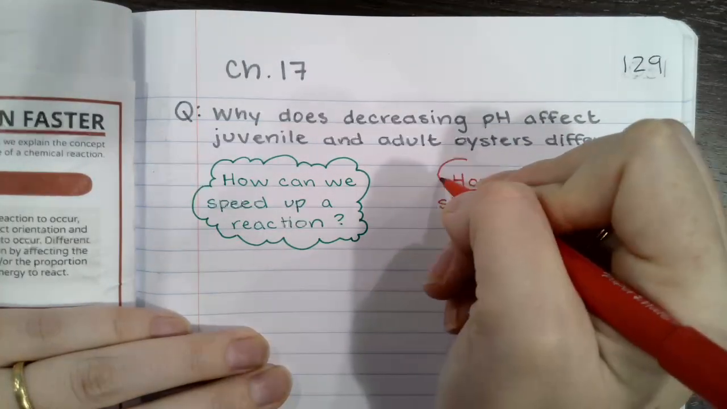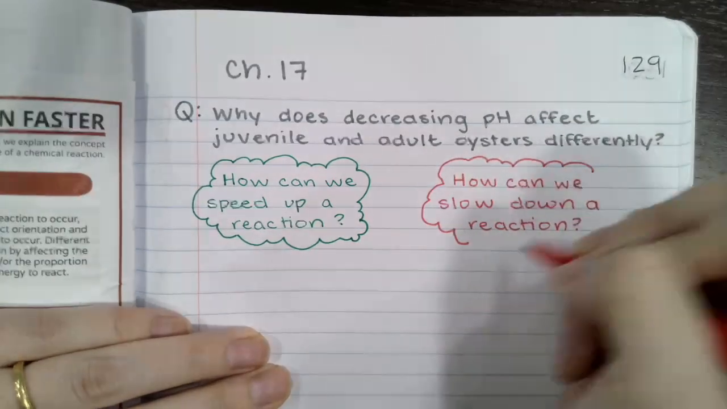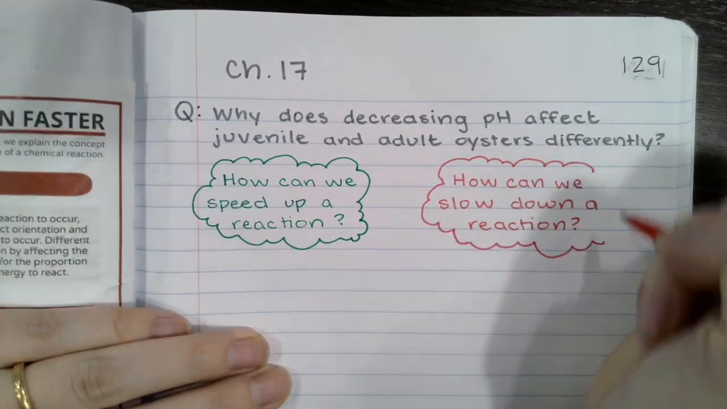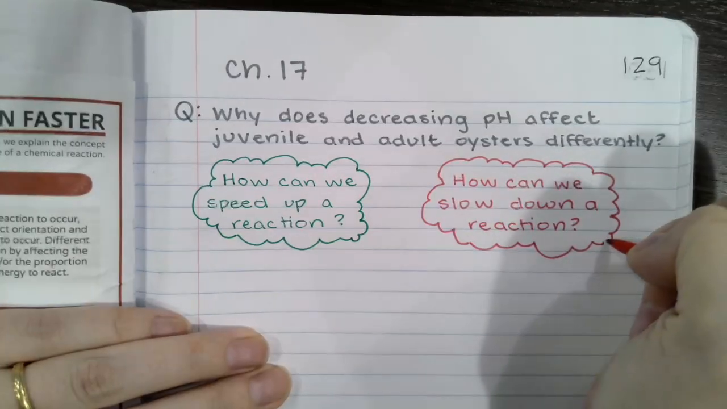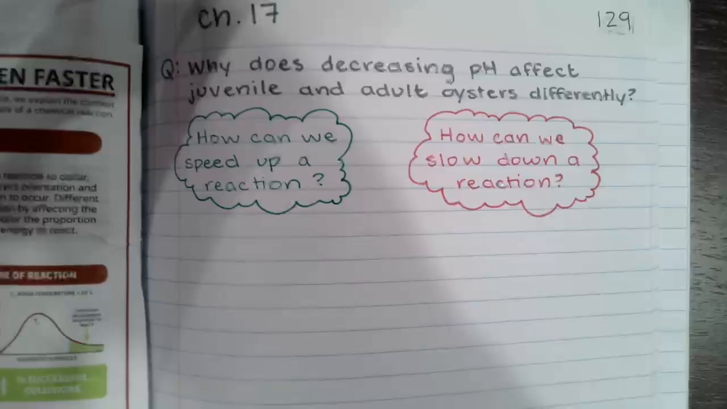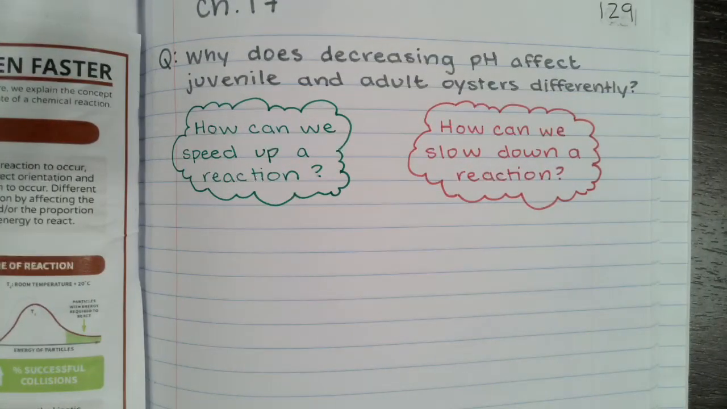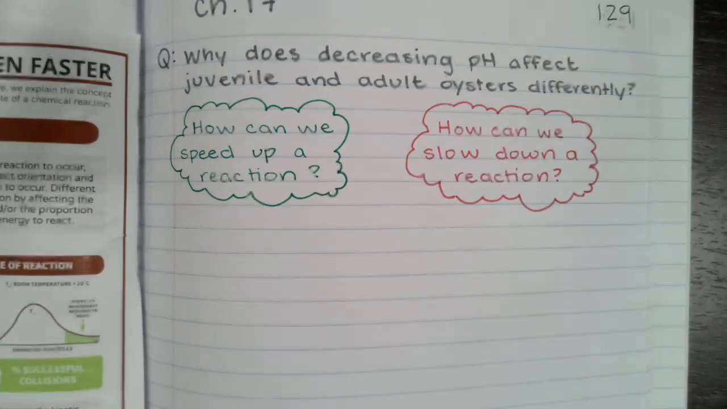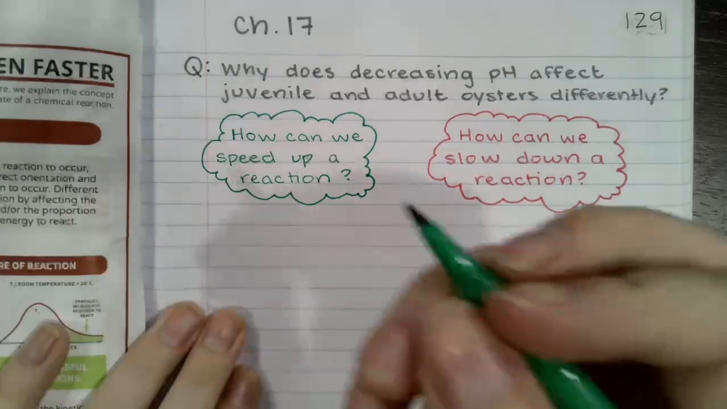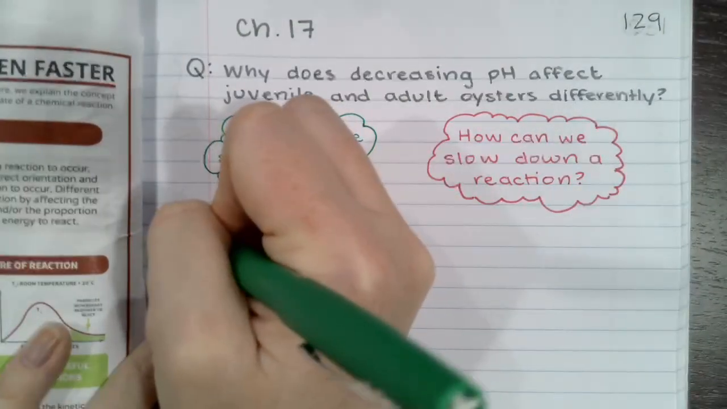Okay, so we're going to take a look at, chemically, what can we do to increase the number of collisions or decrease the number of collisions to either speed up or slow down a reaction. So one of the things we can do to get more energy into these collisions and speed up the reaction is we can stir the reactants.